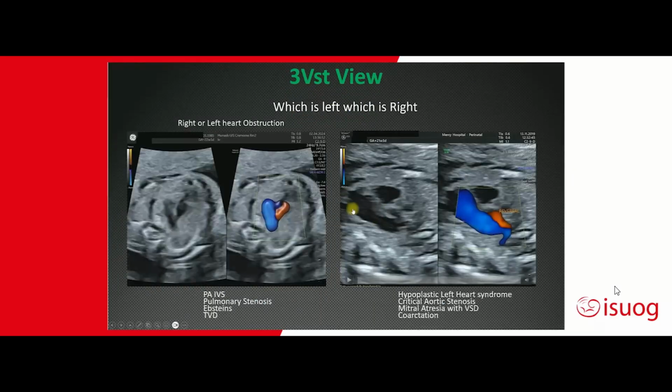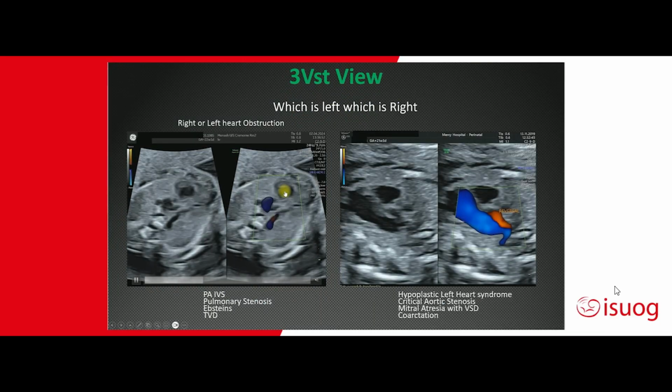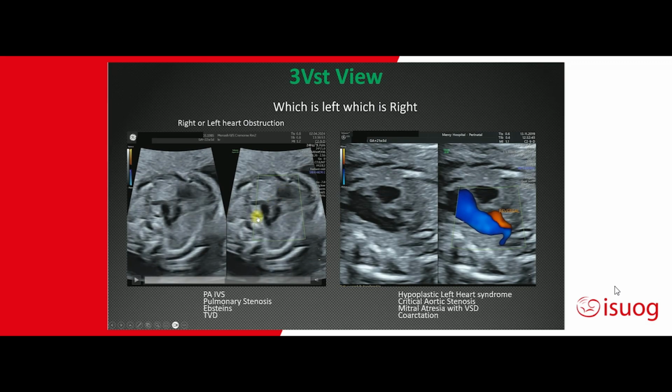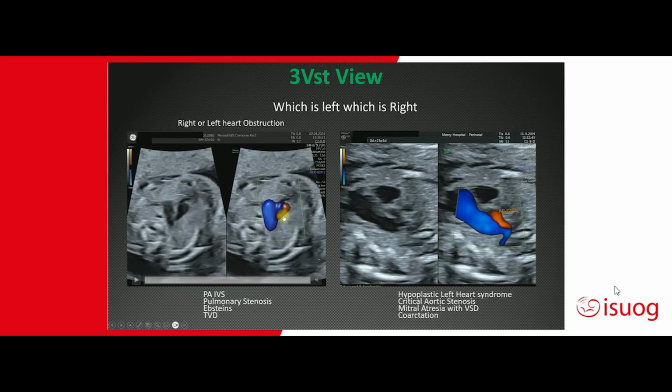a typical feature that we see with coarctation of the aorta. In this case here, we ask, is this a left or right heart obstruction? I've already covered this. I can tell you straight away that it is a right heart obstruction because this is the trachea, transverse aorta, and we see reversal of flow. It could be pulmonary atresia with intact ventricular septum, severe pulmonary stenosis, Ebstein's anomaly, and so on.